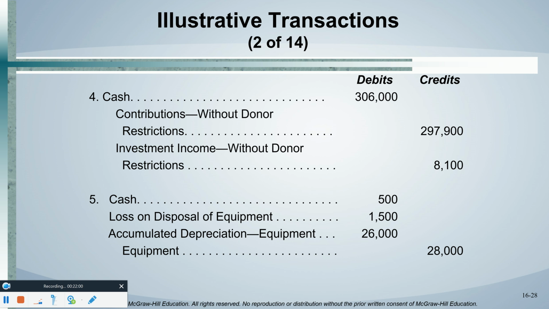All right, journal entry 5, it looks like we sold a piece of equipment that had an original basis of $28,000, had accumulated depreciation of $26,000, so it had a book value of $2,000, and we sold it for $500. So we sold it for a loss of $1,500. This is nothing new. This is a journal entry that you would learn in your principles class, selling a piece of equipment at a loss.